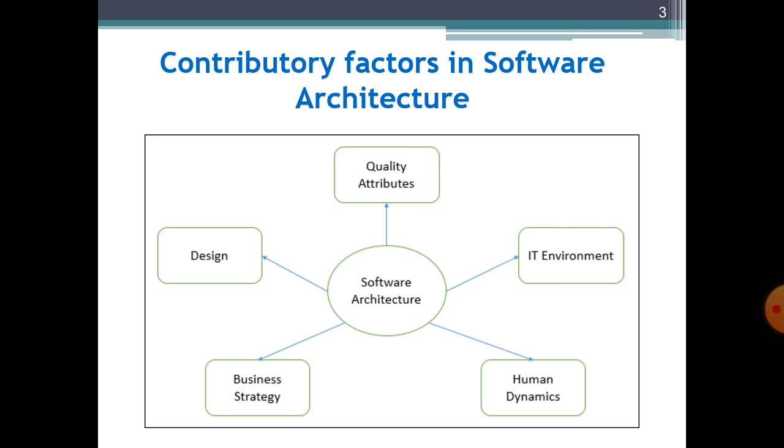And the next one is the IT environment and the human dynamics. IT environment means what kind of tools will be used by the software architect, and what kind of environment the software architecture will be built in, like whether the architect will use a web-based, object-oriented, or desktop-based application. All of these come under the umbrella of IT environment and different human dynamics as well. Here the background experience, expertise, or domain-level knowledge is also involved in human dynamics.